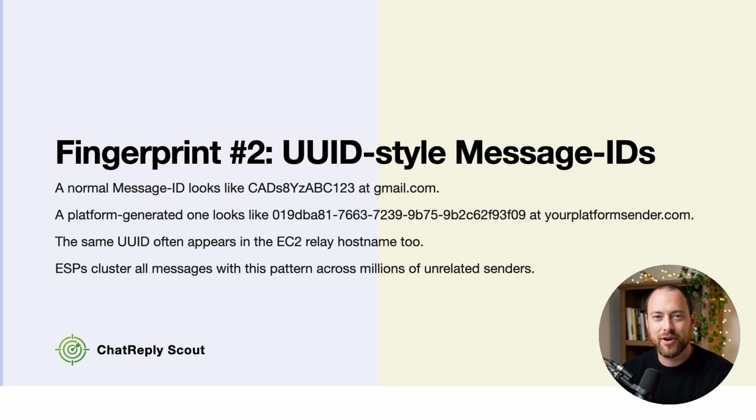Fingerprint number 2, UUID-style message IDs. A normal message ID looks like cads8yzabc123 at gmail.com, generated by the mail client. A platform-generated one looks like a long UUID string at your platformsender.com. And the same UUID often appears in the EC2 relay host name too. 2 fingerprints, same UUID. Inbox providers cluster all messages with this pattern across millions of unrelated senders.